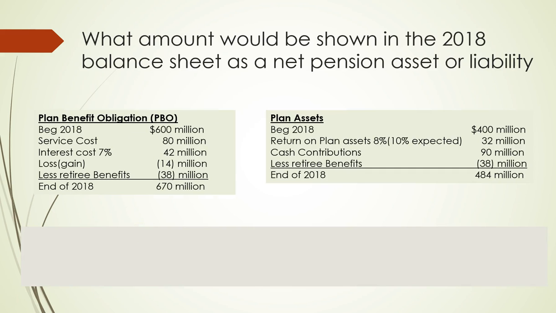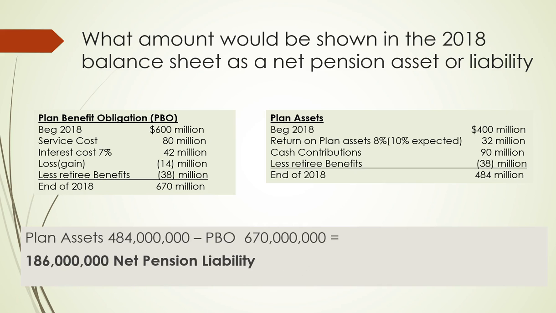Now, what amount would be shown in the 2018 balance sheet as a net pension asset or liability? The plan assets are 484, the plan benefit obligation is 670, so we would end up with a 186 million net pension liability. So we are underfunded in this example.